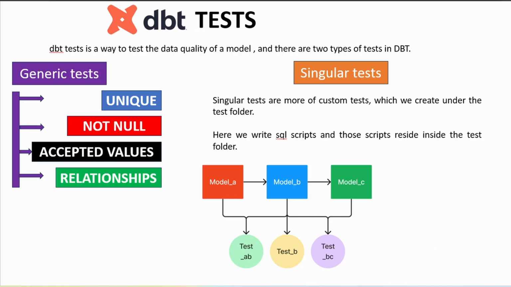This is pretty much about tests. You should know that in generic tests, you can only do 4 things: unique, not null, accepted values and relationships. While in singular tests, you can mention any kind of custom test you want to do inside your dbt Cloud.